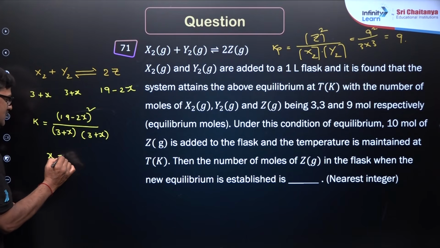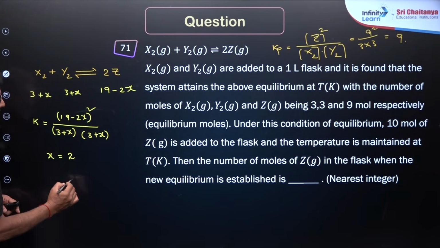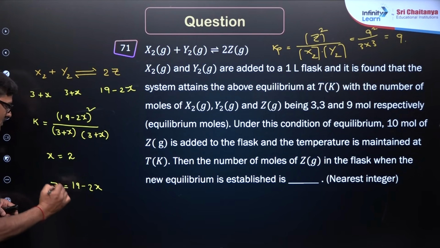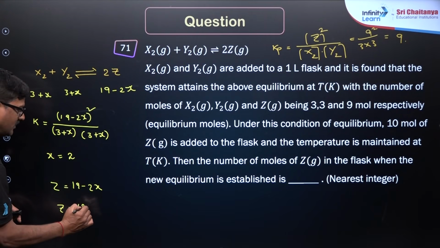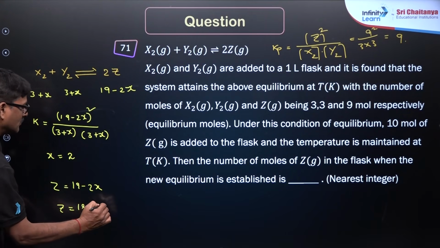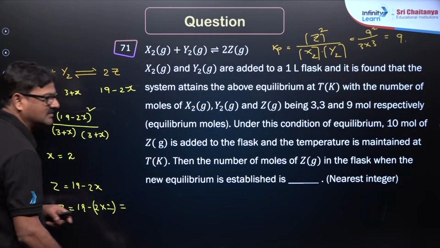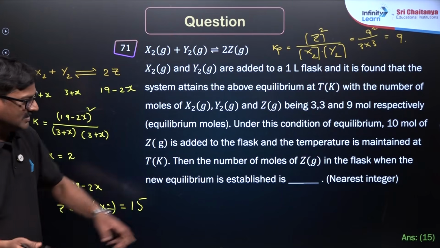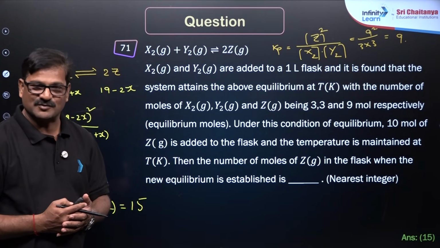On solving, X is equal to 2, and 19 minus 2X is equal to Z. So Z is equal to 19 minus 2 into 2. You are going to get this value as 15. So the answer for this question is 15.